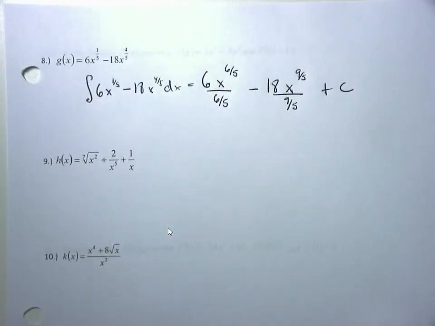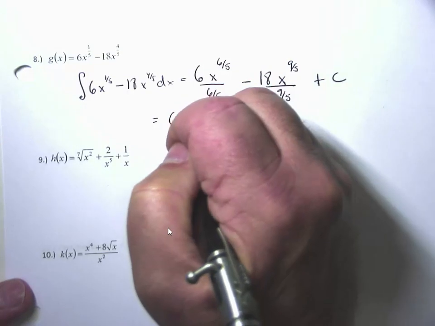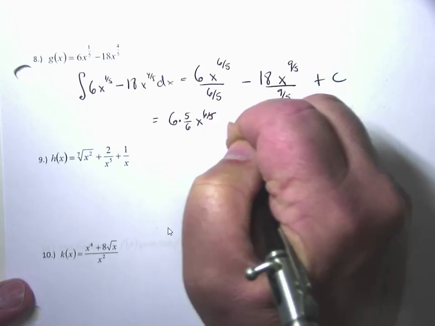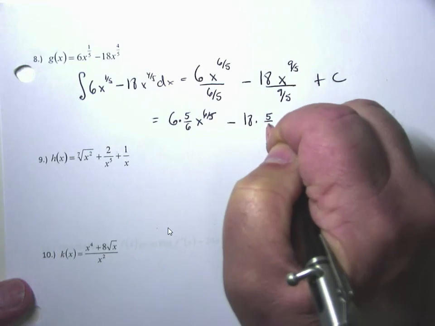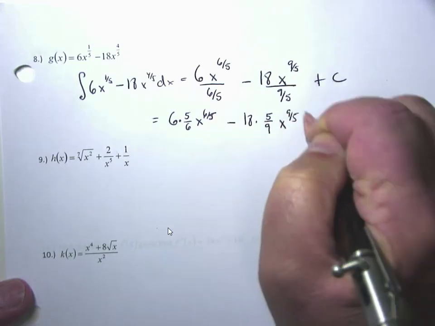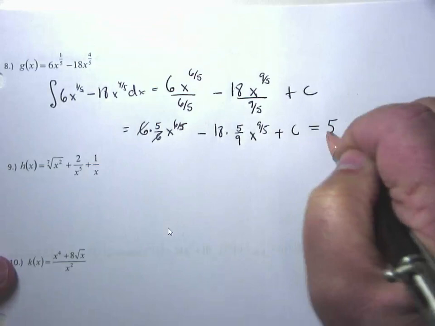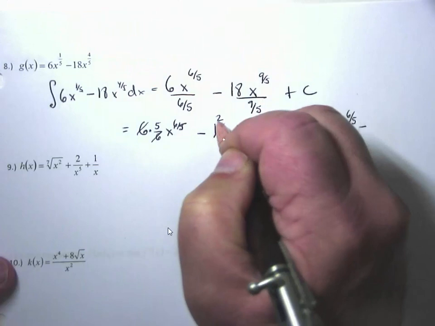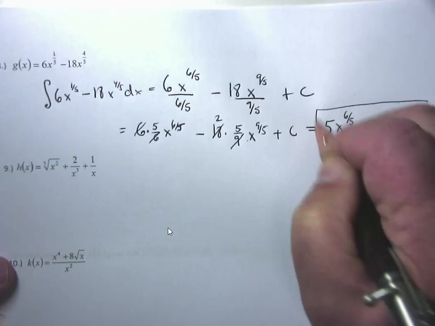But like with most calculus, before you circle that answer, clean it up. When I divide by a fraction, I invert and multiply, so that'll be 6 times 5 over 6 x to the 6/5 minus 18 times, dividing by 9 over 5, the same thing as multiplying by 5 over 9, x to the 9/5 plus c. And then I clean it up one more time here. The 6's cancel. I'm left with 5x to the 6/5 minus, 9 goes in 18 2 times, and 2 times 5 is 10, x to the 9/5 plus c. And there's my final solution.